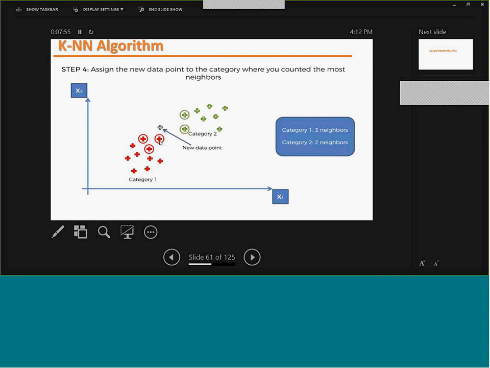So we identify that these are the 3 data points which are near to this data point, and these are the 2 data points which are quite close to this one. And we take a sum saying that these 3 data points are quite near to this one, and hence it should belong to category 1. I am going to cover this algorithm at a very high level so that you understand how exactly a machine learning algorithm works.